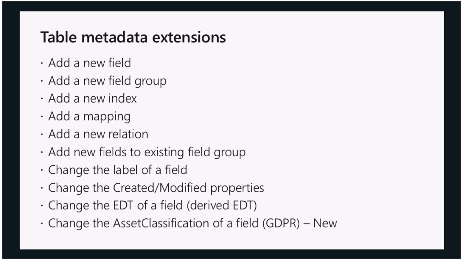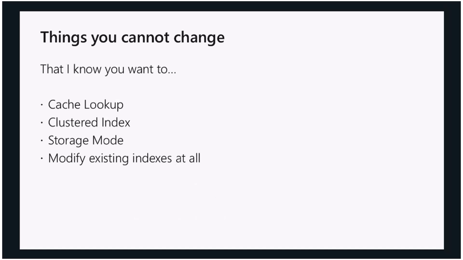A new property that is supported as part of our GDPR compliance is the asset classification of a field. This can now be modified or changed in an extension. Unfortunately, there are some things that are not currently supported. It is not possible to change the cache lookup or the storage mode of a table via extensions. In addition, indexes cannot be modified. The concern is that allowing this type of change would break existing Microsoft business logic.